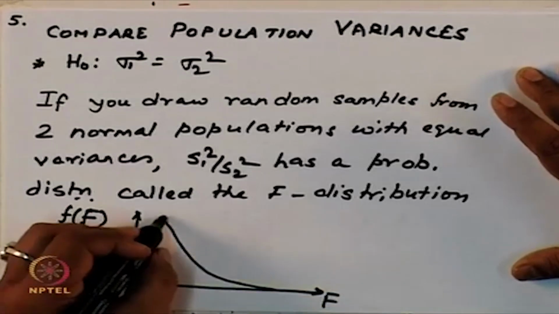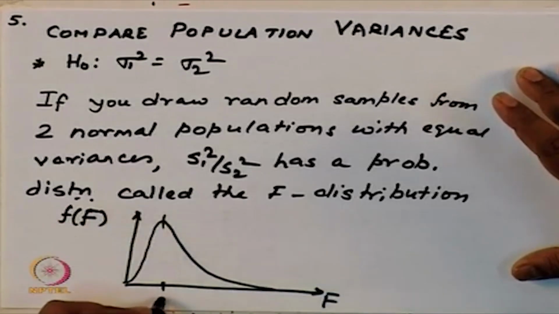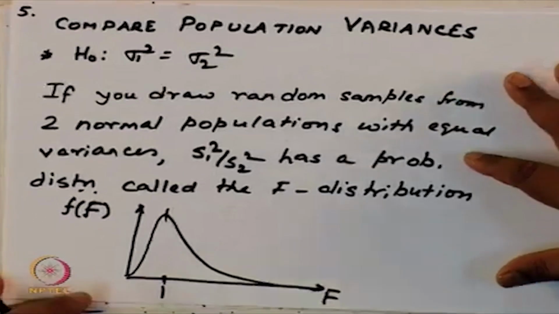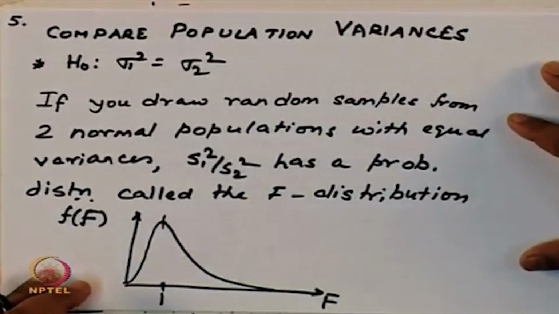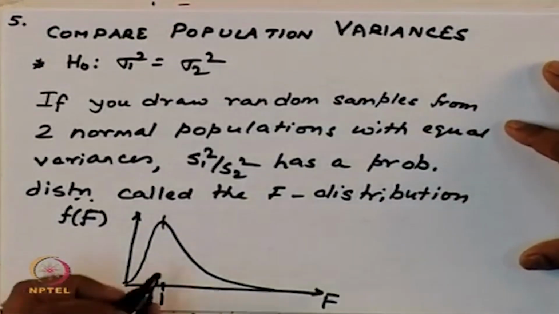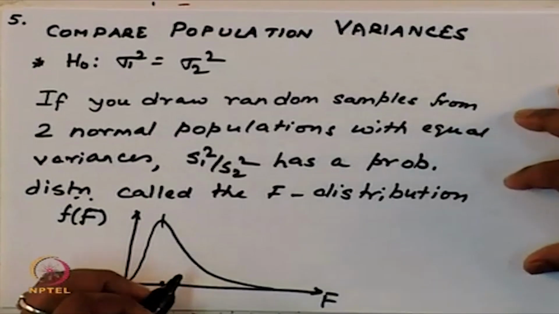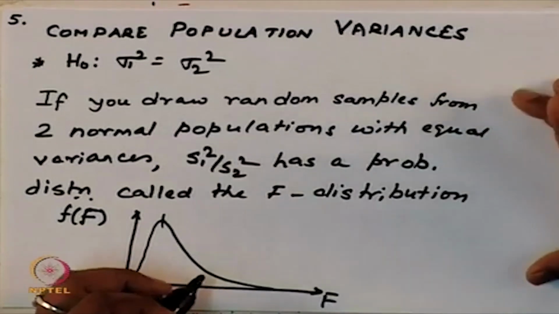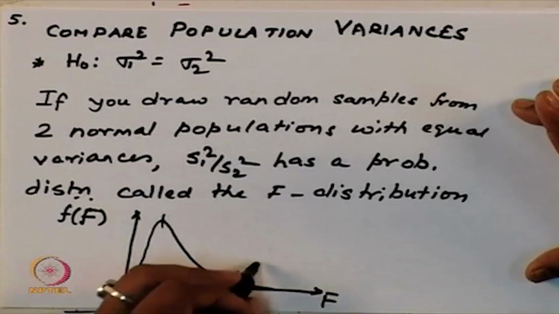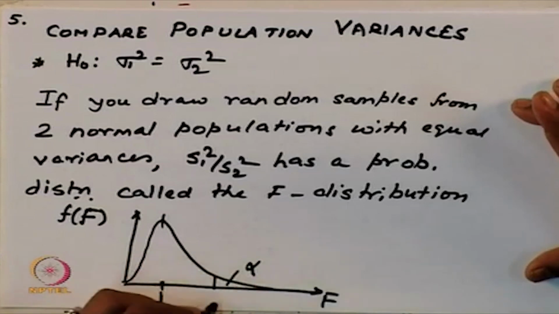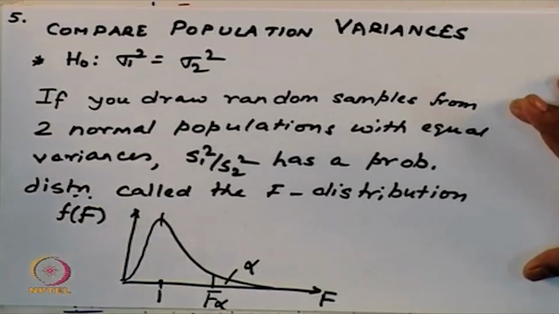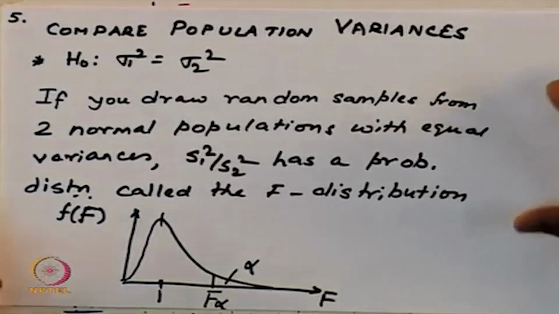The peak corresponds to F equal to 1, that is when both the population variances are the same. You would do a single tail test for an F distribution just like you have done in all the other cases. You will take the value of alpha, which is the area under the curve, and find out the value of F of alpha.